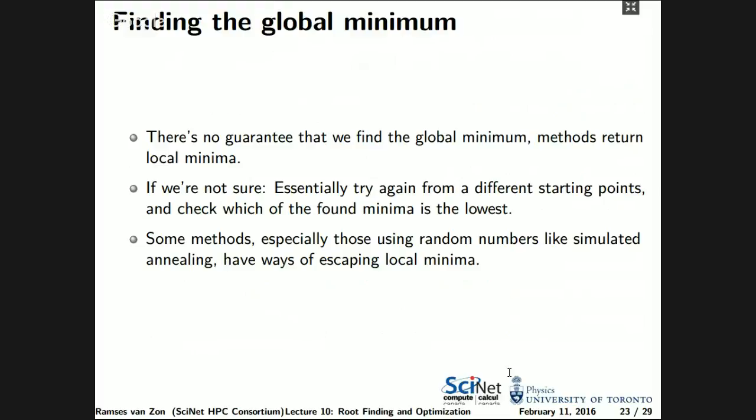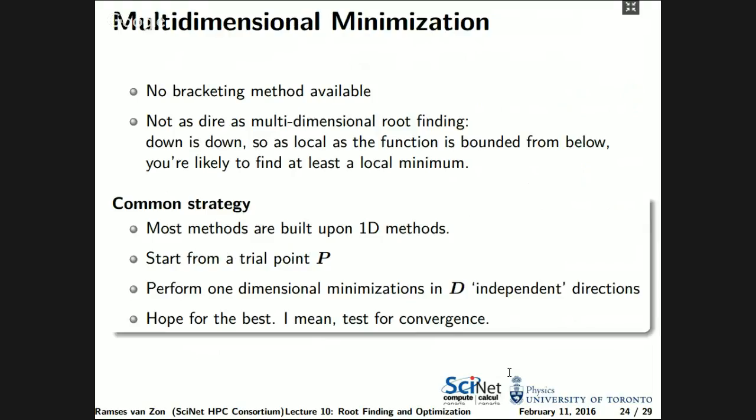So there are ways to get around that a little bit that work with minima, but don't work so well with roots. Okay, we'll look at that. Multidimensional minimization has the same kind of problems as multidimensional root finding, but it's not as bad, basically because down is down. As long as you're okay with local minima, you can try stepping down, and you're still better than before. Whereas with root finding, you might just randomly start jumping around. You have no idea if you're closer to zero or not. Okay?